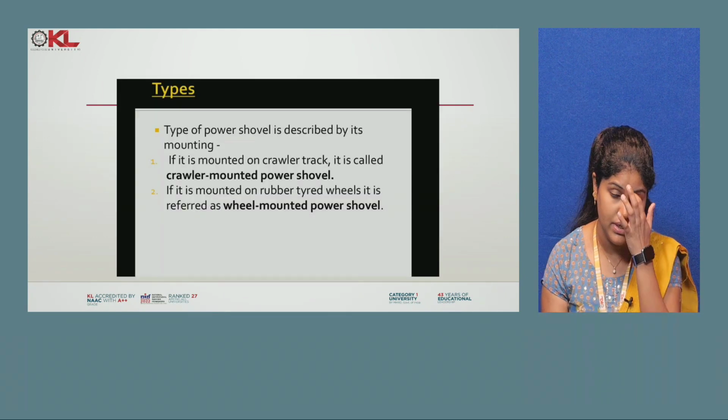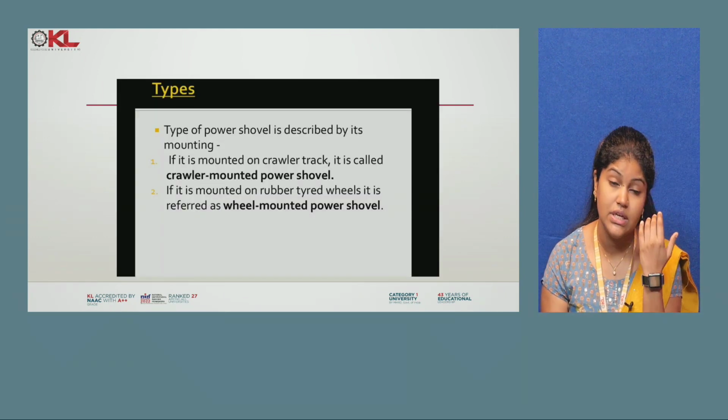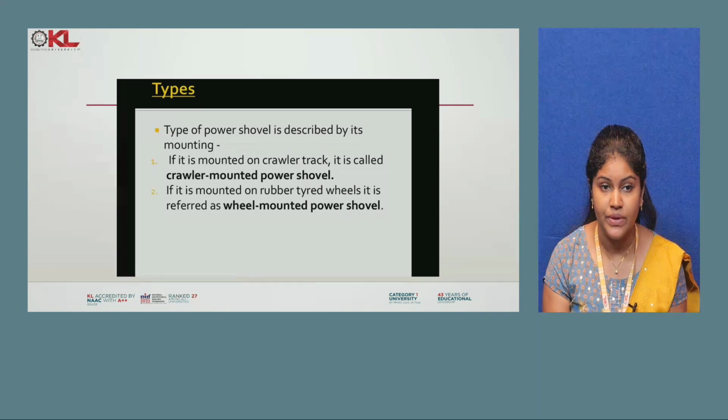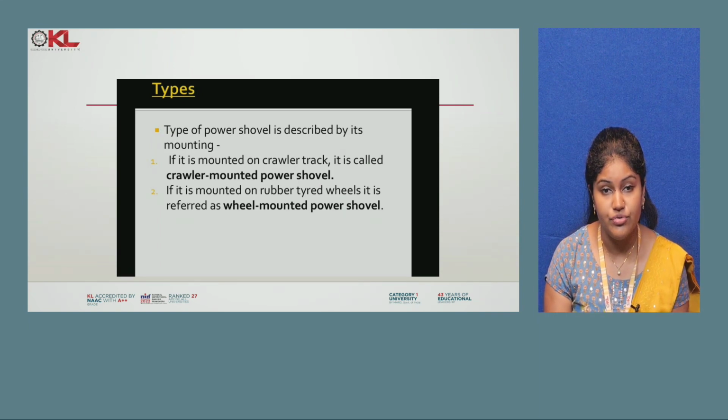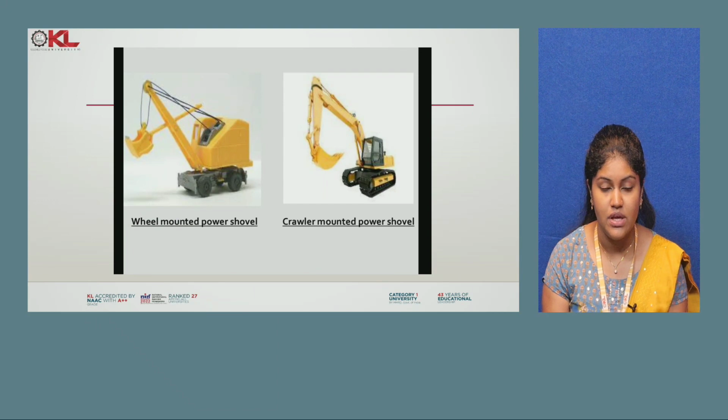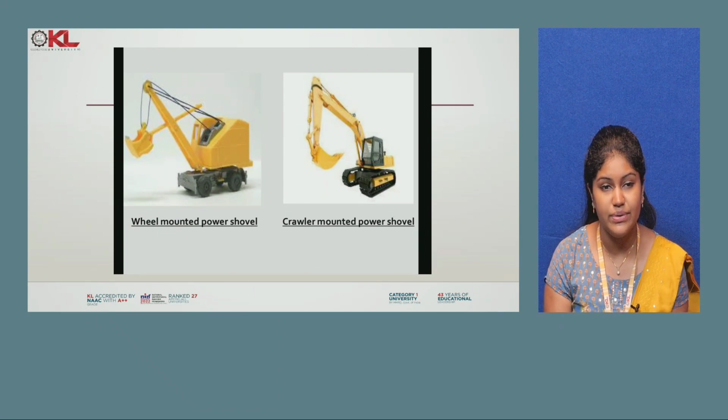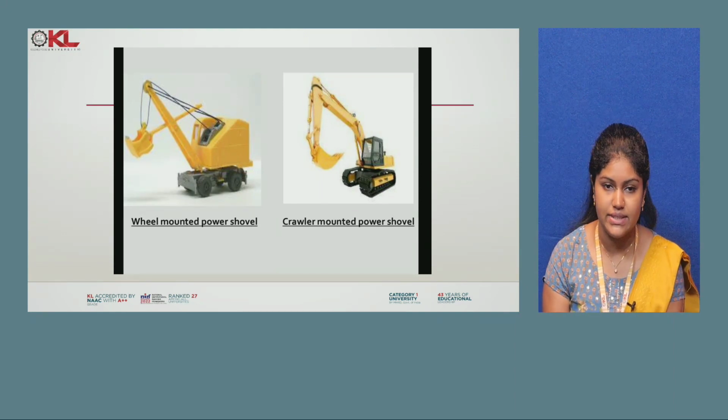So earth moving types are excavation equipment, and excavation and earth moving. So two types of equipment are there: just excavating, and the second one is excavation and earth moving. The types are crawler mounted power shovel and wheel mounted power shovel. Crawler mounted power shovel means mounted on crawler track. Wheel mounted power shovel means mounted on rubber tired wheels. So this is a wheel mounted power shovel. You can see that the power shovel is mounted onto the wheel, and crawler mounted means it will be mounted onto the crawler. That is the only difference. From the name itself we can understand the difference.